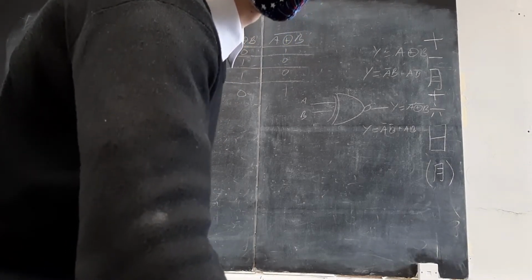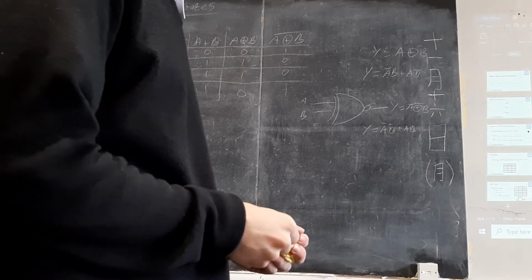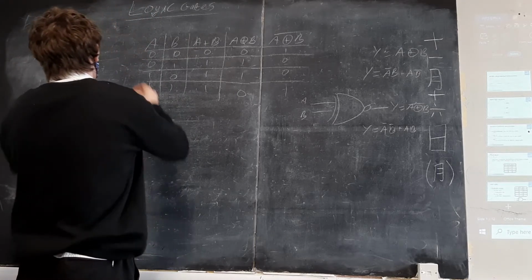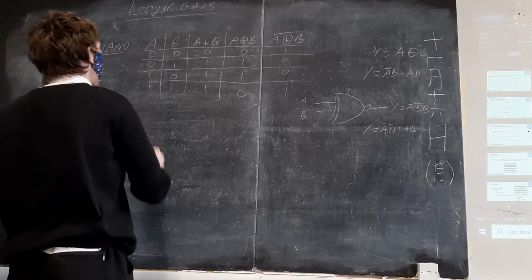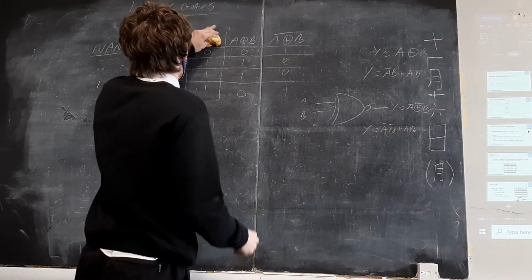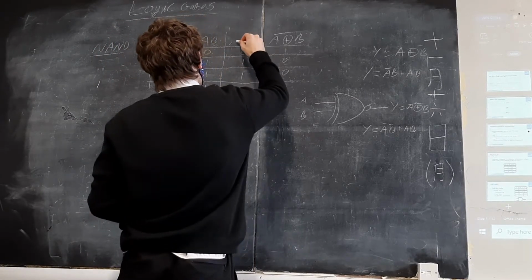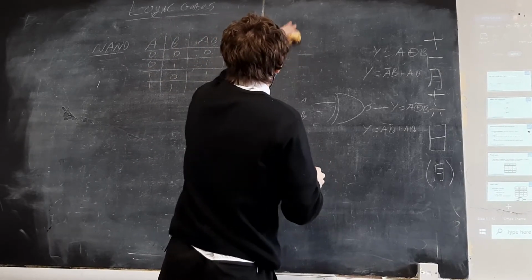And that is the first. What about NAND? What about NAND? I mean, I know what NAND is, but why isn't there a NAND in this thing? So for NAND, you do A and B, which is like that.